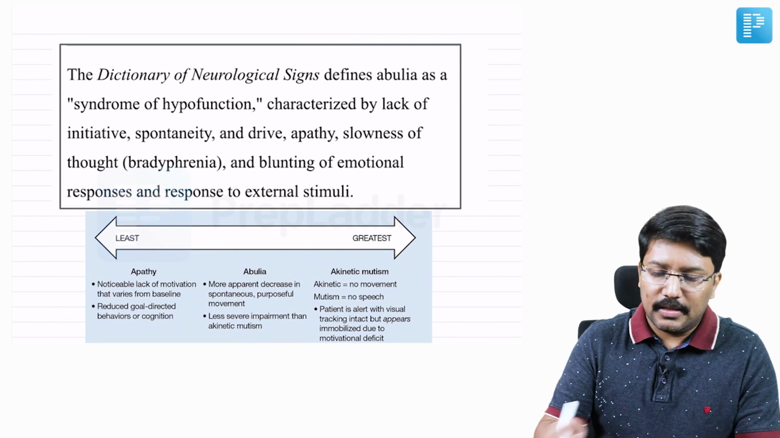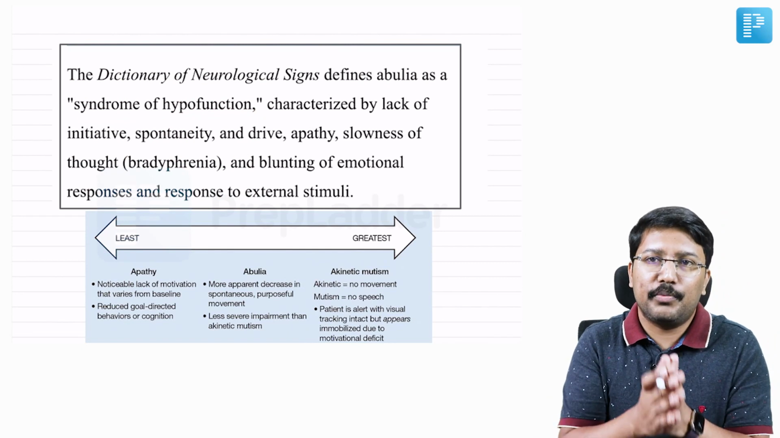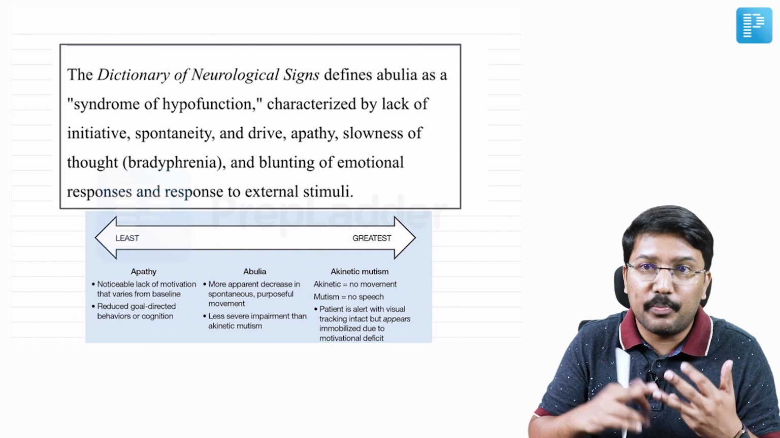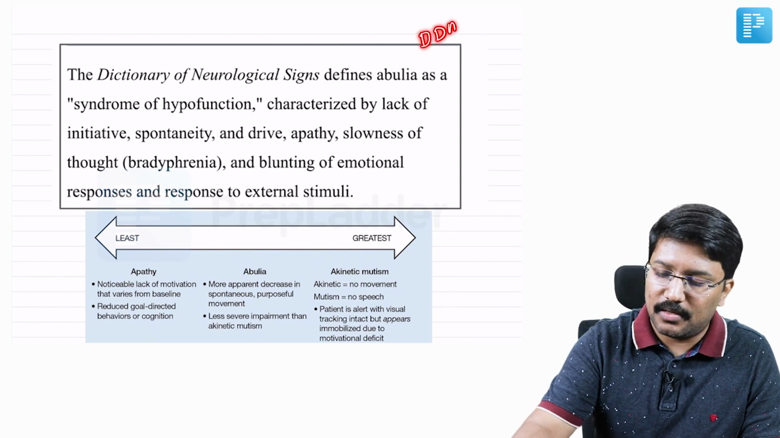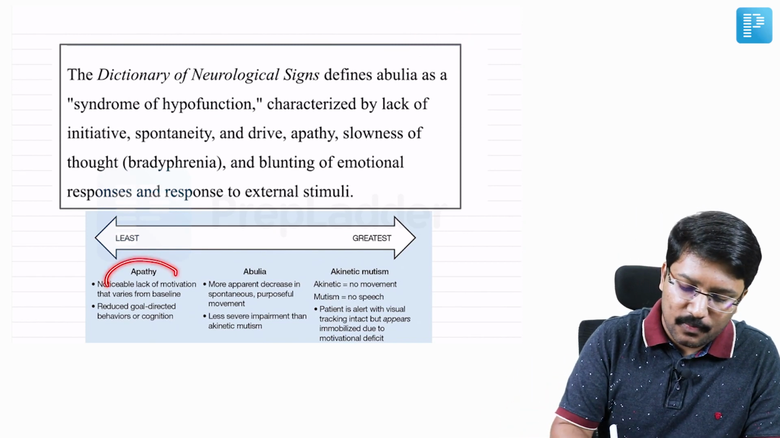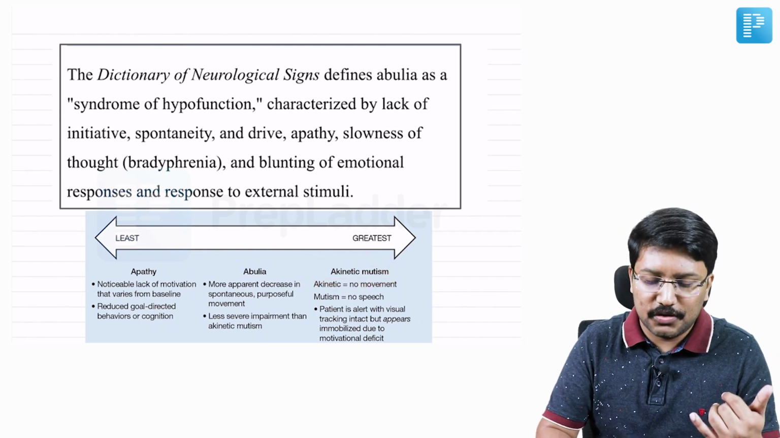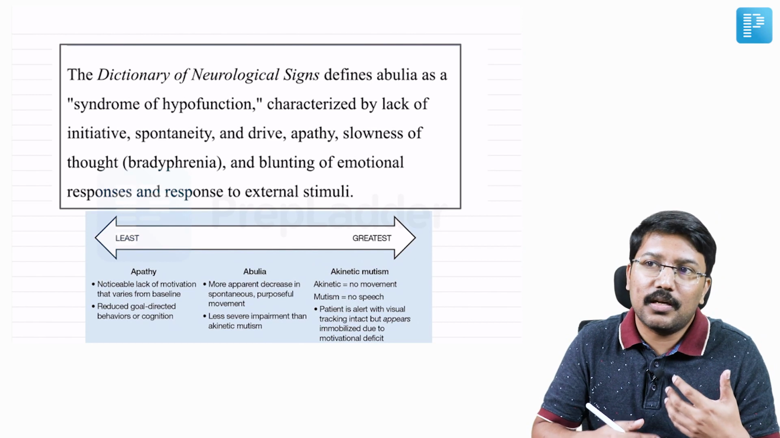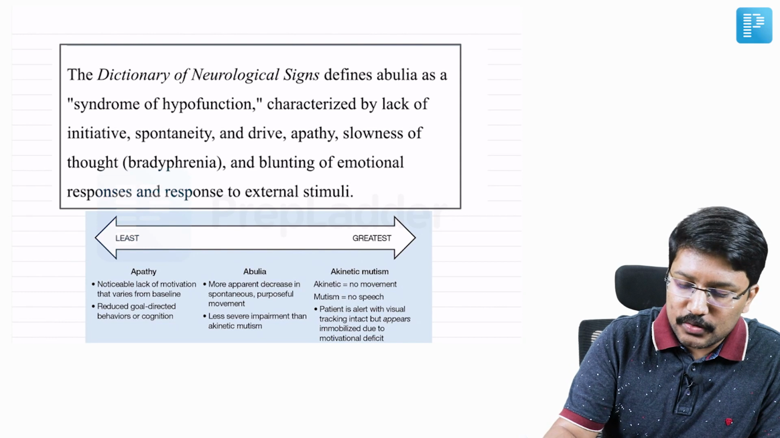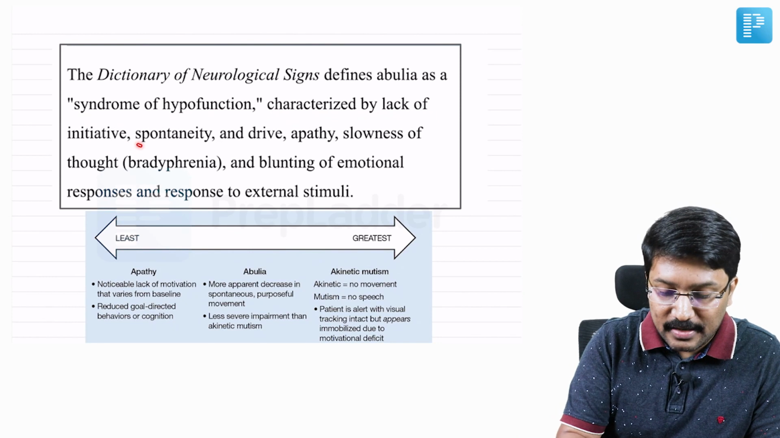So what is abulia? The Dictionary of Neurological Science defines abulia as a syndrome of hypofunction. Basically abulia is part of the spectrum of disorders called disorders of depressed motivation, which I can call DDM. The spectrum includes apathy on one end, and on the severe end there is akinetic mutism. Here the patients usually lack motivation. They may not be actively involved in volitional activities. The definition of abulia goes like this: a syndrome of hypofunction characterized by lack of initiative, spontaneity and drive.